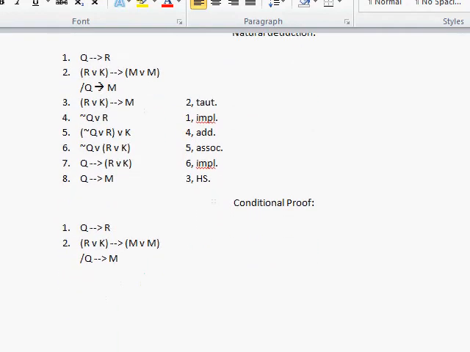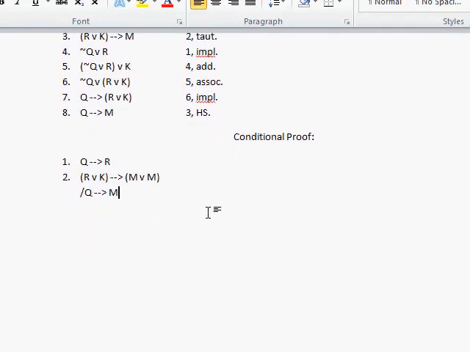So now we're going to take a look at solving them using conditional proofs. So let's get started.